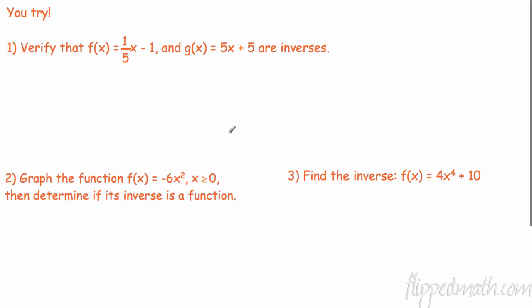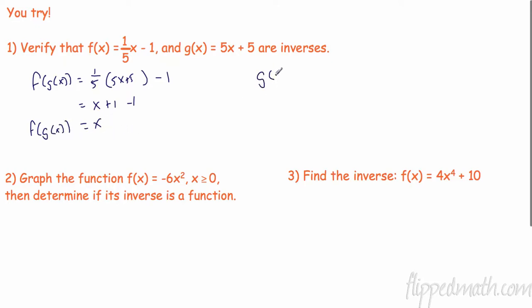Great. So let's verify that these are inverses. So I'm going to plug in f of g of x. So 1/5 times my g of x minus 1, and g of x is 5x plus 5. So now I have 1/5 times 5 is x, 1/5 times 5 is 1, and 1 minus 1 is 0, so I get x, and that's exactly what we want it to be. All right, so far so good.